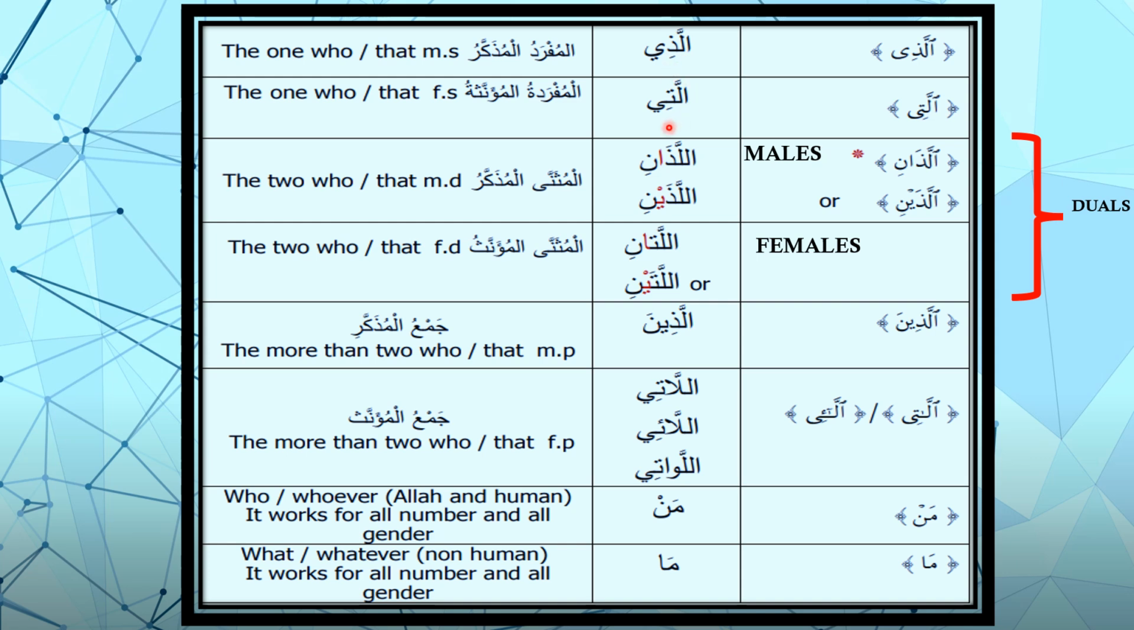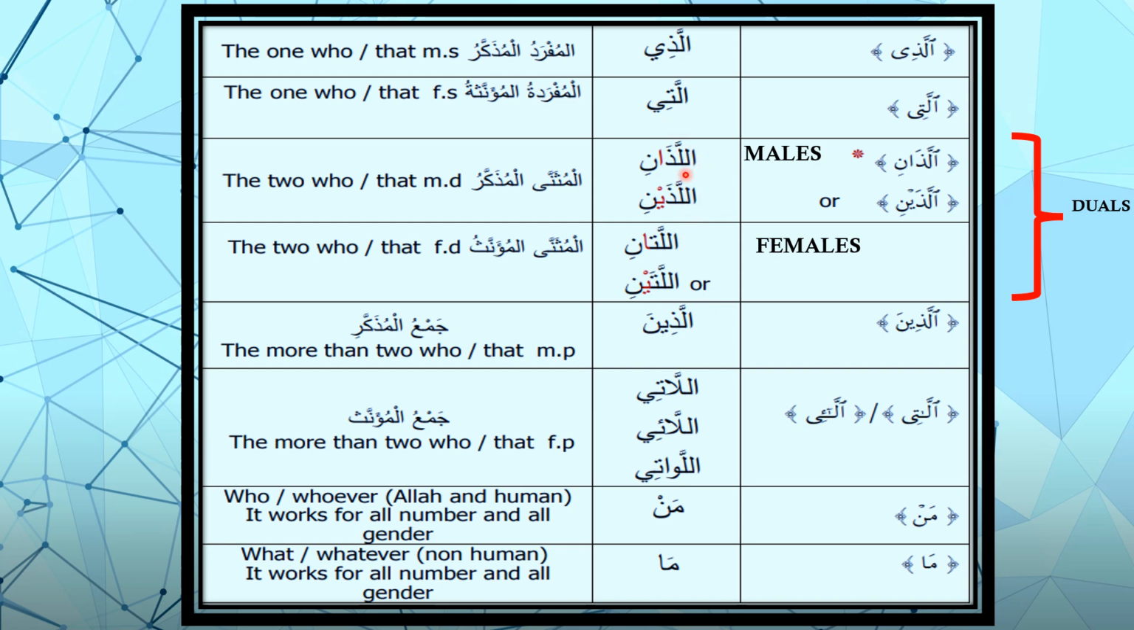Allati, the same structure, kasra and a ya, for the feminine singular. So the difference is just the letter. The ta also represents femininity. So the moment you see the ta, know that it's the ism mausool for feminine singular.